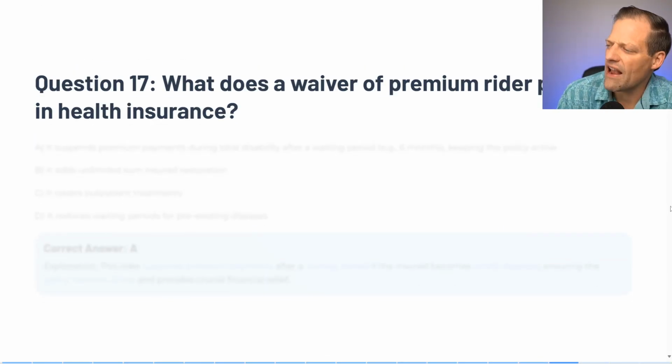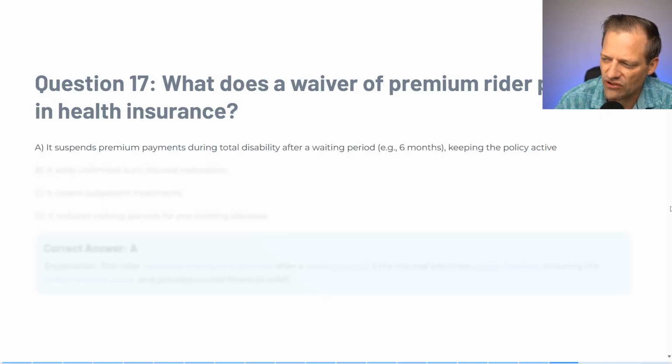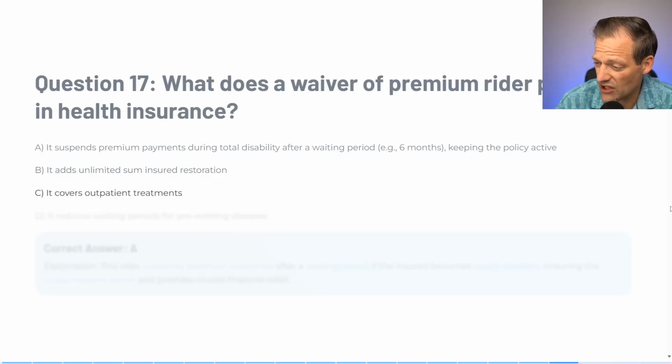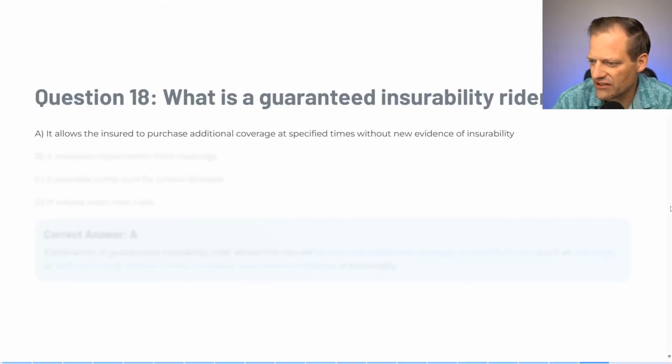What does a waiver of premium rider provide in health insurance? Is it A, suspend premium payments during total disability after a waiting period, keeping the policy alive and active? B, it adds unlimited sum insured restoration. C, it covers outpatient treatments. Or D, it reduces waiting periods for pre-existing diseases. So typically a waiver of premium, it's answer A. When you're disabled, then you notify the company and they waive the premium requirement after a period of time, typically 6 months, so that way you can keep the policy.